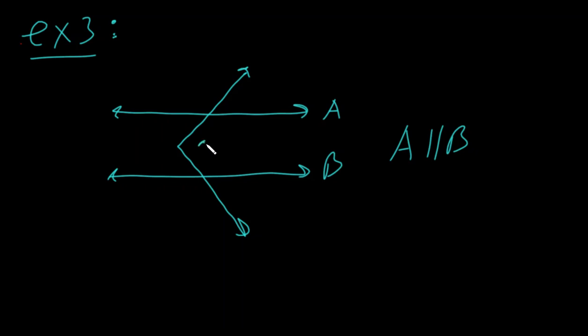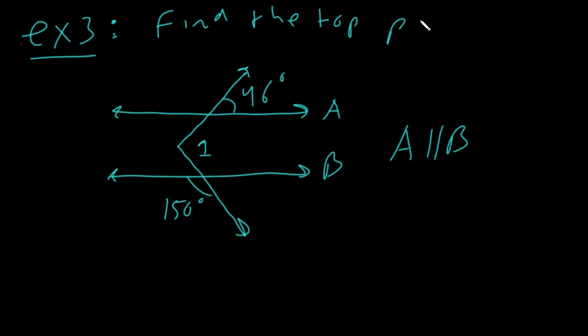We're going to call this angle 1. Now up here, I'm going to say that this is, let's say, 46 degrees. And let's say down here, it's entirely different. These angles on the top and bottom no longer have to match because we have two separate lines. So let's just say this is something like 150 degrees. Now here's my question. I want you to find the top portion of angle 1.